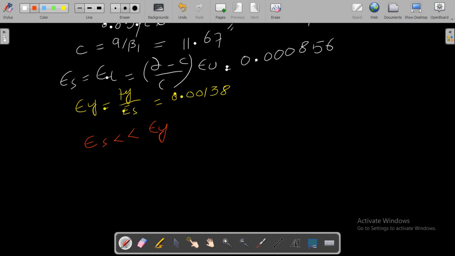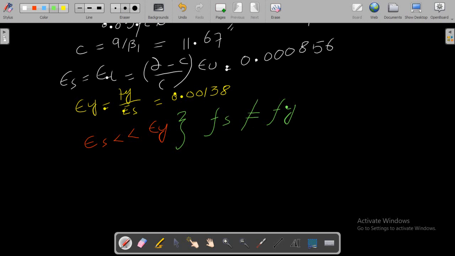This means that the assumption we used in the initial stage, that Fs equals Fy, is wrong. This suggests that the steel is not yielding. In all the previous examples, epsilon s was more than epsilon y, so the assumption was right. But here the strain value is less than the yielding strain, so the stress in the steel is not reaching the yielding stress. That's why this assumption is wrong.